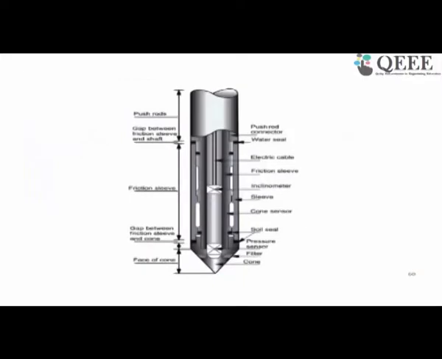Now this is a typical design of a cone where various components are marked. You can see here we will have a small cone, we will have some filter, then we will have a pressure sensor which will record the tip resistance, then we will have an inclinometer to measure the inclination. It has to follow a proper alignment. Then we will have a friction sleeve, which is the important parameter to calculate the friction between the strata and the rod.